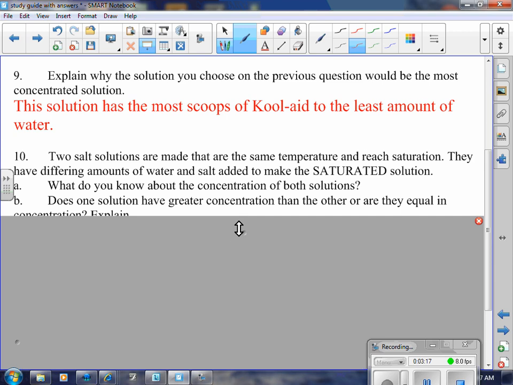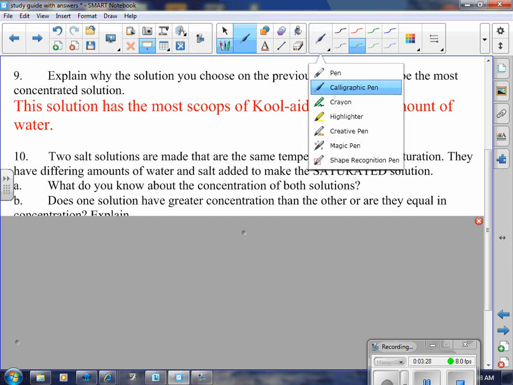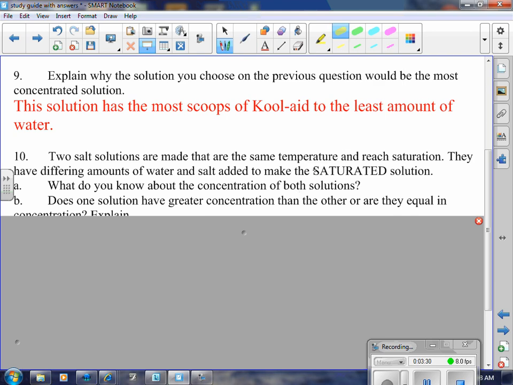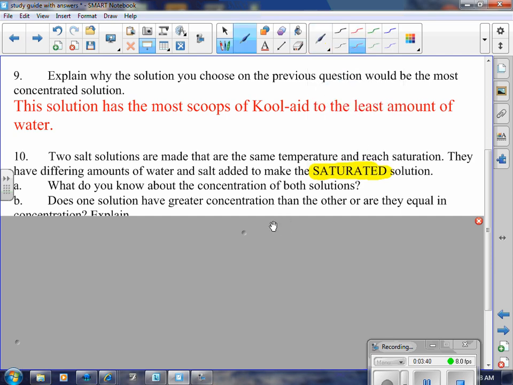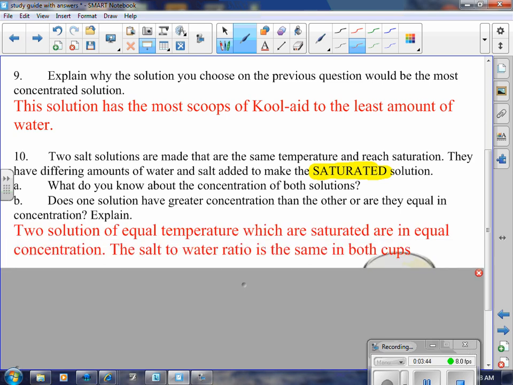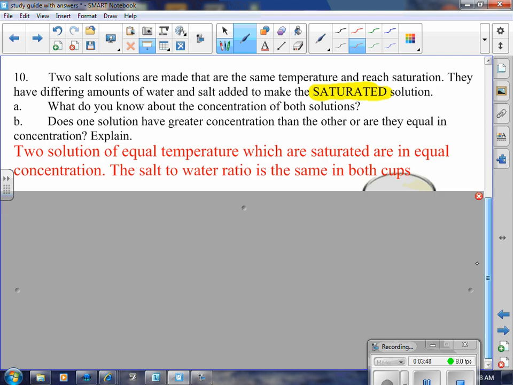Two solutions are built at the same temperature and have different amounts of water added to them until they're saturated. Saturated is the key word. If something is saturated and it's made out of the same substances, then it doesn't matter how much is in it. It doesn't matter if they're in equal volume or not, or whether they have an equal temperature. What matters is the fact that they're saturated. So what do we know about the concentration of both? The concentration is going to be exactly the same. Does one have greater concentration than the other? Are they equal? They are exactly equal.